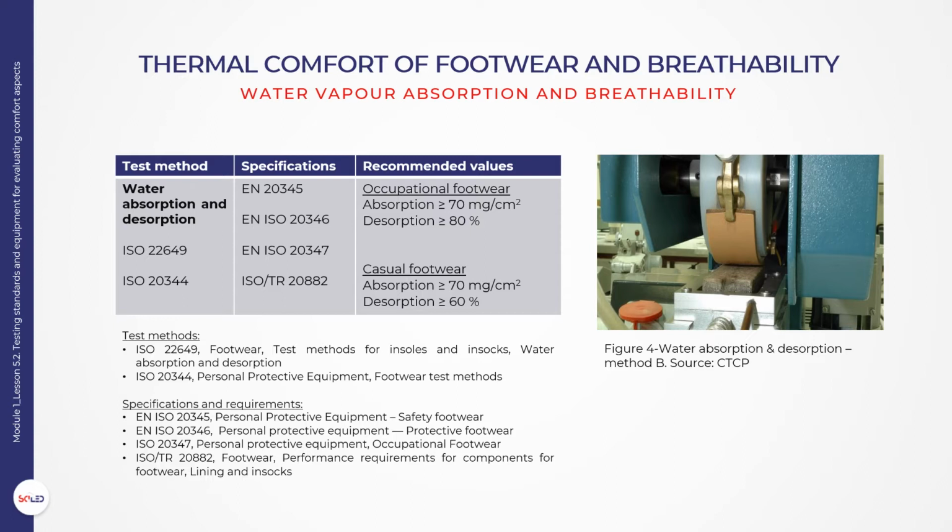The recommended values for water vapor permeability are as follows. For occupational footwear, the absorption shall be greater or equal to 70 mg per squared centimeter and the desorption shall be greater or equal to 80%. For casual footwear, the absorption shall be greater or equal to 70 mg per squared centimeter and the desorption shall be greater or equal to 60%.